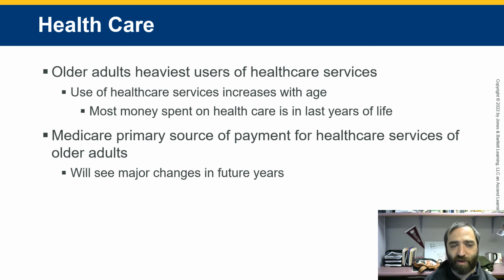Where's all this money coming from? Well, Medicare, which is the government taxpayer-funded medical program, is the primary source of payments for healthcare services of older adults. And if you look at the budget for the federal government, a lot of it is for Medicare as a program, which you could argue, hey, it's great, it's good, we should be spending a lot of money on that, better than on bombs.